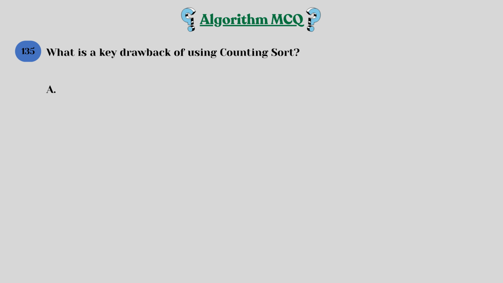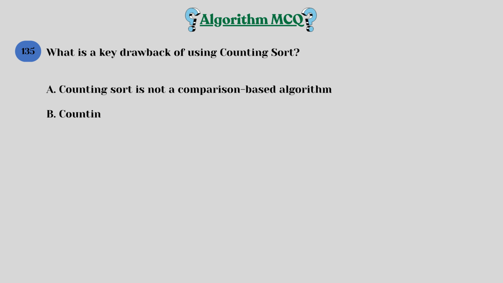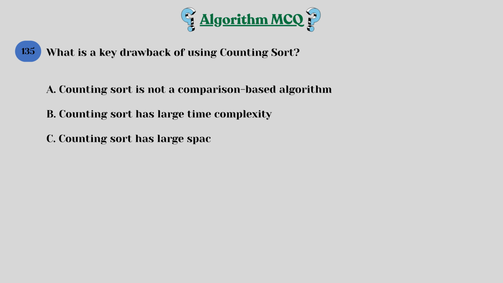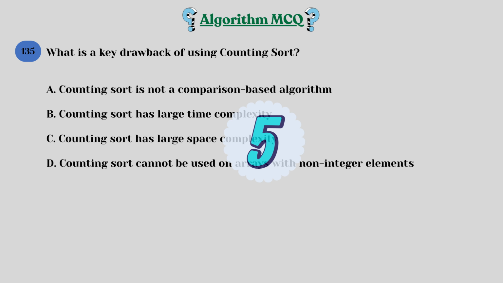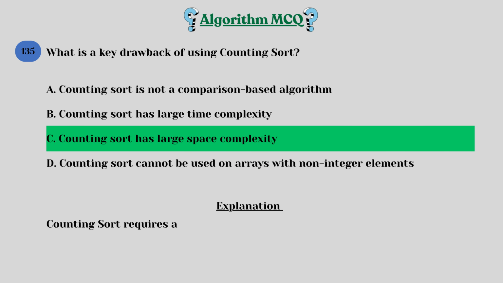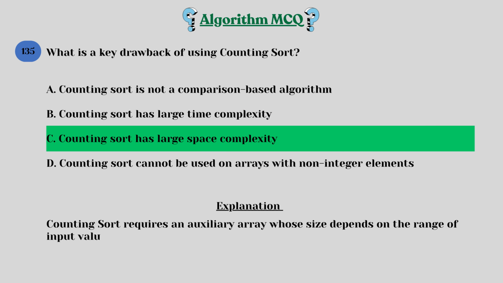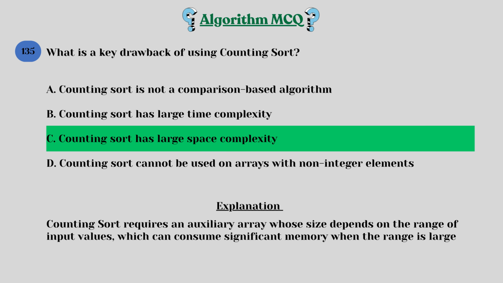What is a key drawback of using counting sort? Correct answer, counting sort has large space complexity. Explanation, counting sort requires an auxiliary array whose size depends on the range of input values, which can consume significant memory when the range is large, making it space inefficient in such cases.